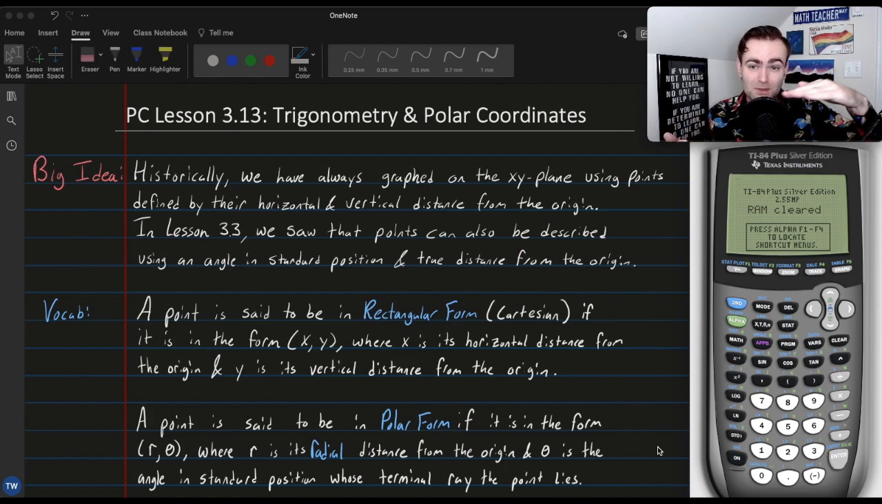formed by the x-axis, a horizontal line, meeting the y-axis, a vertical line, intersecting at 90 degrees at an intersection point we call the origin. But in 3.3, you found that you could define a point that was in the form of x comma y by using an angle in standard position and the point's distance from the origin. So that way of describing points is called the polar form. And we're going to dive into that in this lesson and the next few lessons. So it's going to get a little bit weird, a little bit interesting, but it's okay. We're just diving in and we'll see where it takes us.